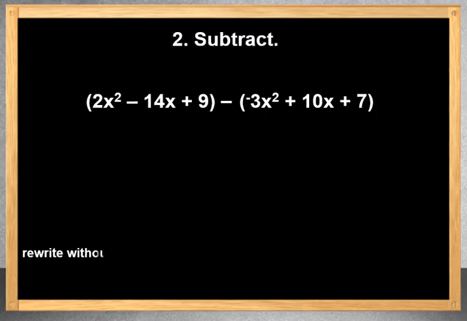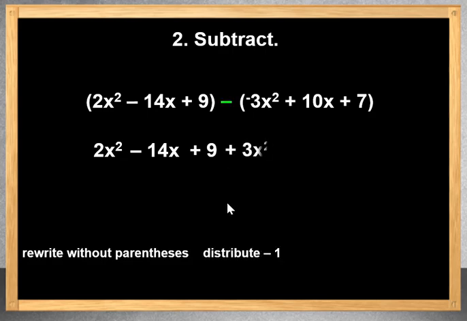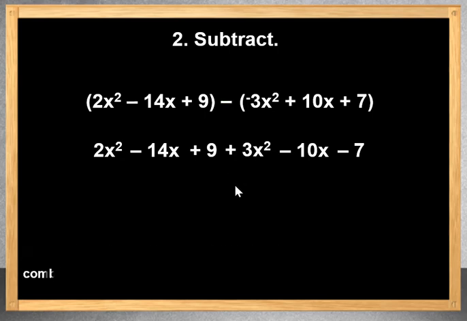Same thing, I'm going to rewrite these without the parentheses. So the first polynomial stays exactly the same. Now I have this minus sign, and I'm going to distribute this minus 1, or negative 1, to each of these three terms, which will change the signs. So this negative 3x squared will become positive 3x squared, minus 10x, minus 7. So when you subtract and you distribute first, the signs of the terms will change. They turn opposite. Now let's go ahead and combine the like terms.